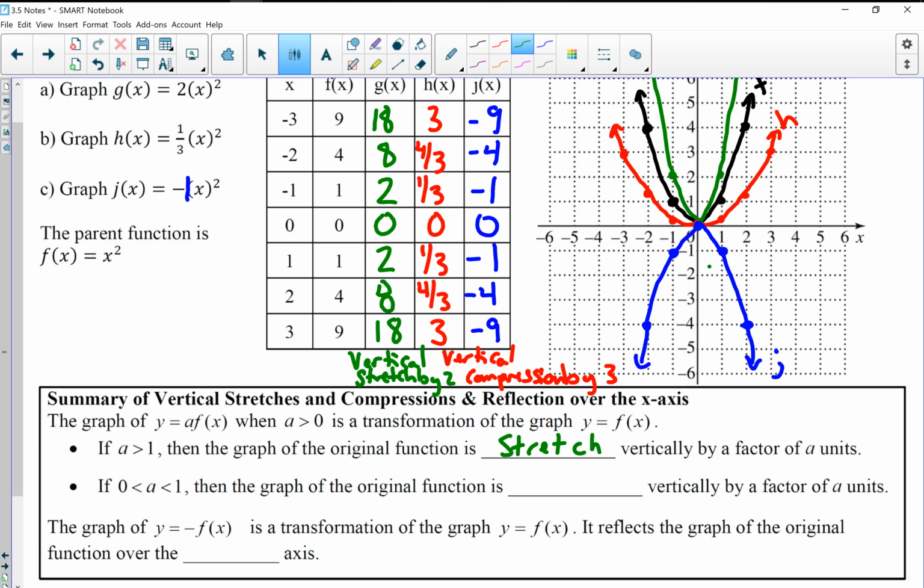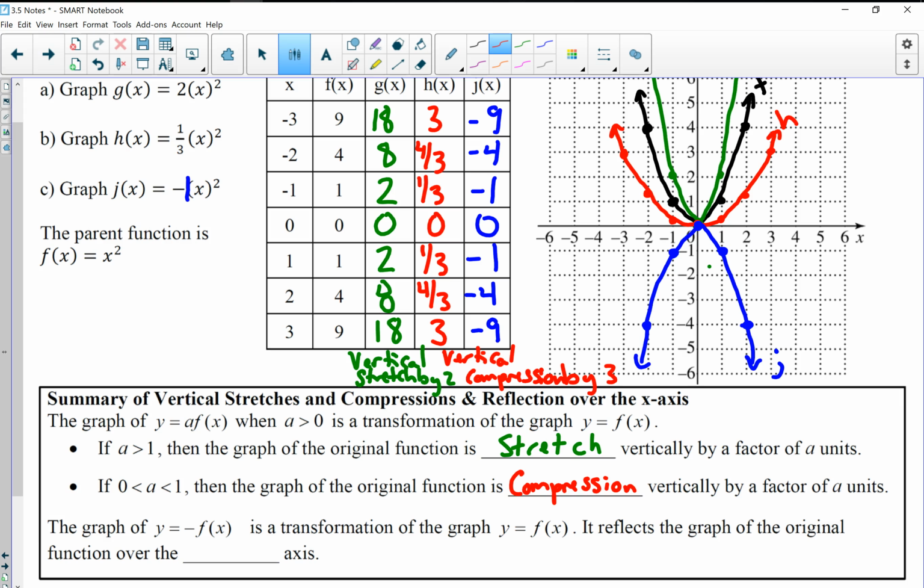by whatever that A value is. So when our A was 2, it was a vertical stretch by 2. If my multiplier is between 0 and 1, like our 1/3 example was between 0 and 1, that's going to be that vertical compression. And we state what it's being compressed by the bottom value. So it's a compression by 3 in the values that we have here.